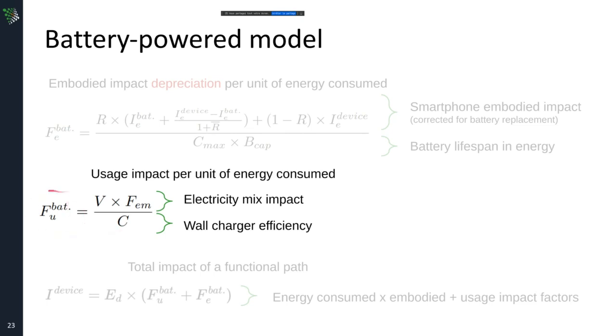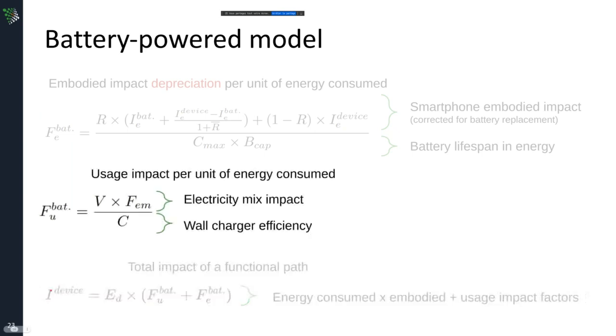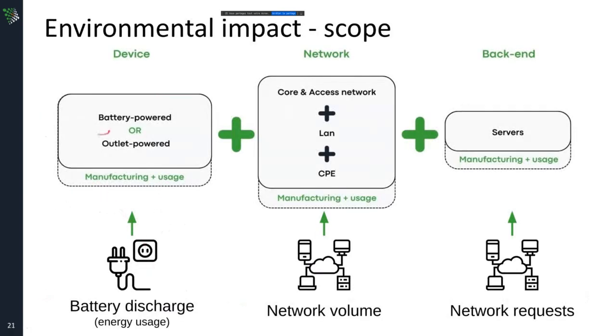And then we just need to multiply the measured energy consumption by these combined impact factors to give us an environmental impact. So in that case, it's regarding the device of the end user. So that's just how to estimate this step of the environmental impact, and we do essentially the same regarding the network and the backend.